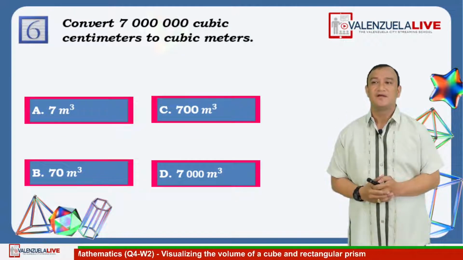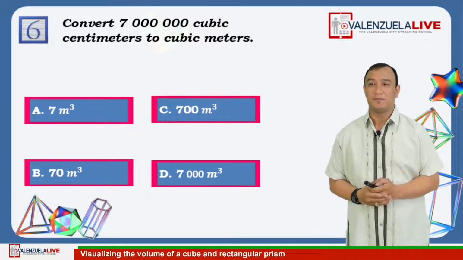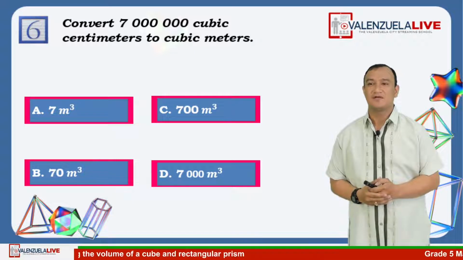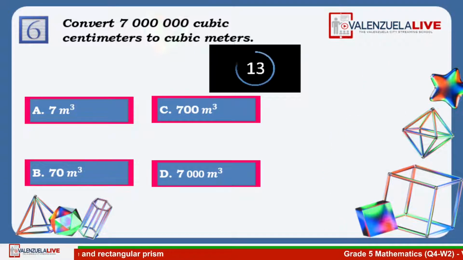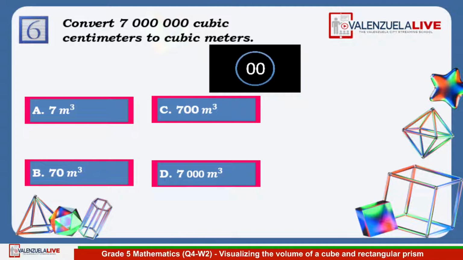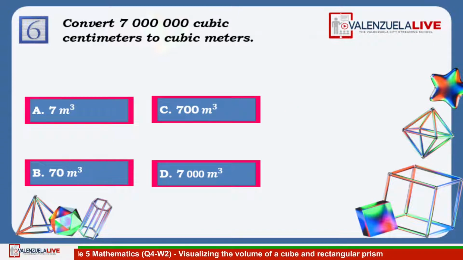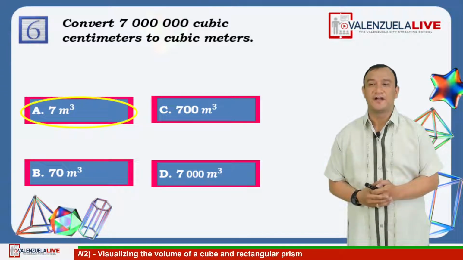Next number, convert 7 million cubic centimeters to cubic meters. Your 15 seconds starts now. Five, 4, 3, 2, 1, 0. Okay, time's up. The answer is letter A.